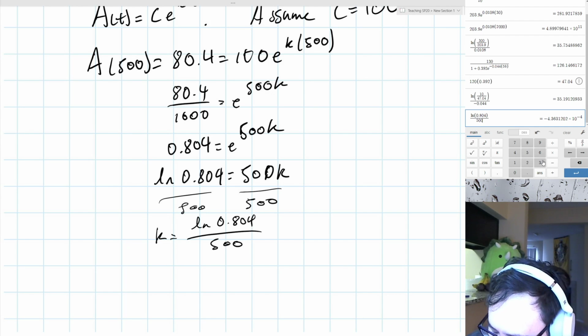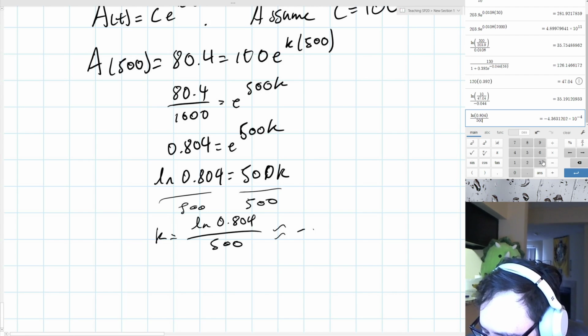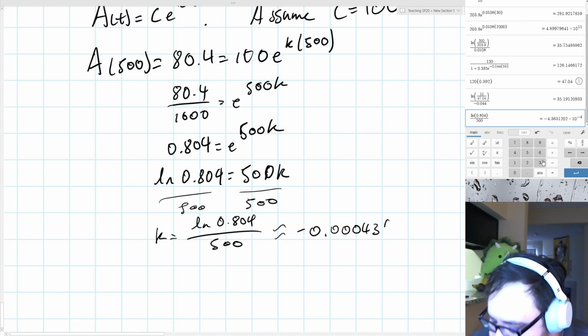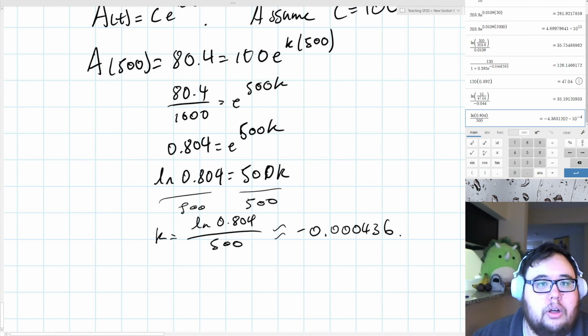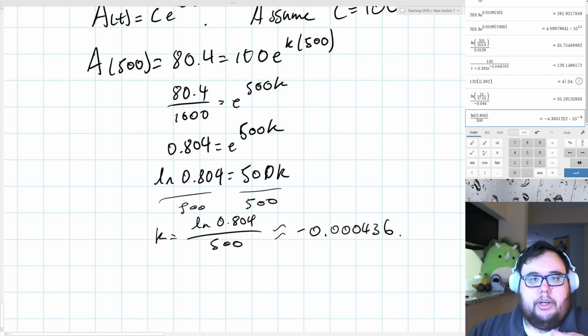So we end up with negative 0.000436 as our number here.